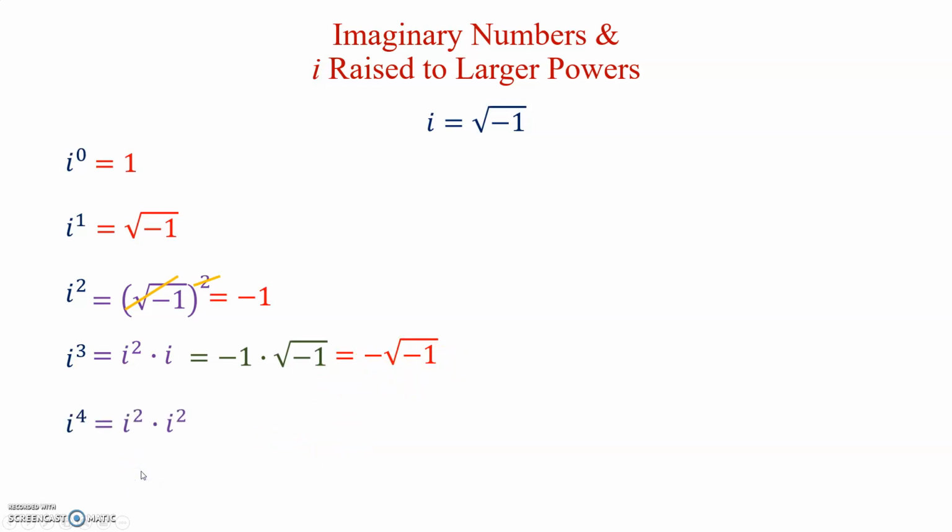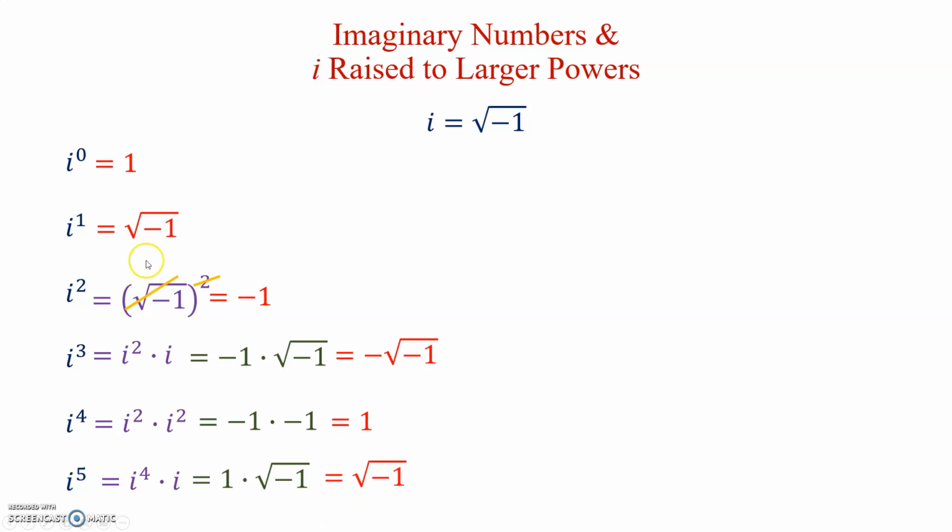is i squared times i squared. Well, i squared was already negative 1. Negative 1 times negative 1 is 1. Then we realize, wait a minute, this is the exact same answer as i to the 0. So we wonder if this sequence is repeating. Well, let's take i to the 5th. i to the 5th is the same thing as i to the 4th times one more i. Well, we saw i to the 4th was 1, and i was the square root of negative 1. Simplifies to the square root of negative 1.